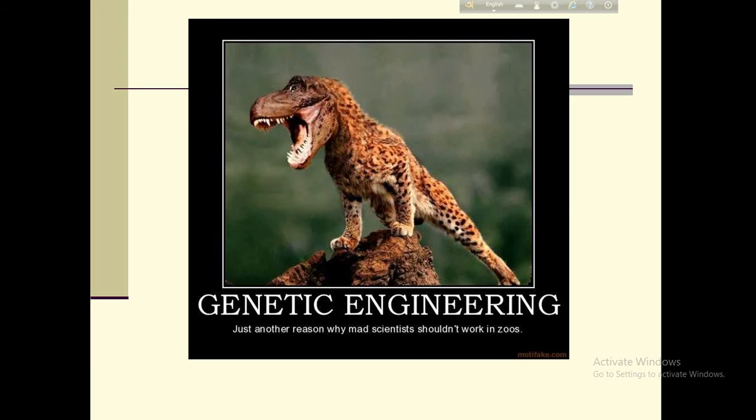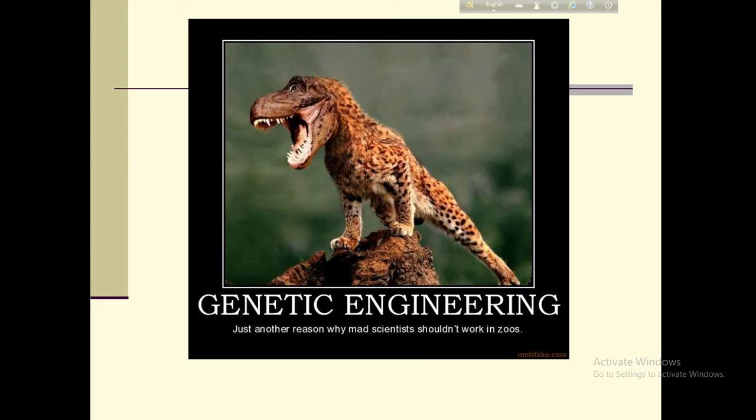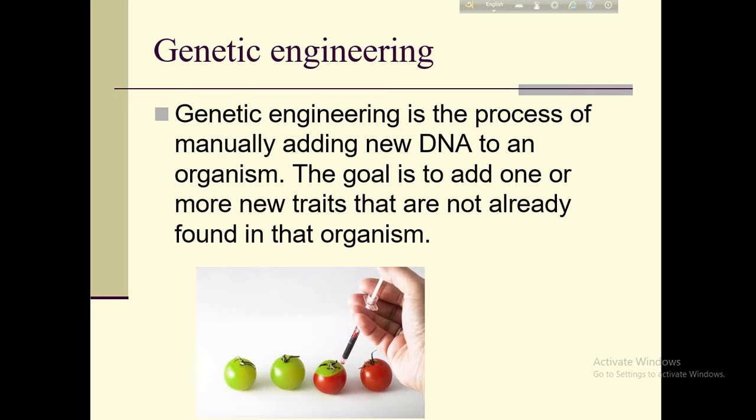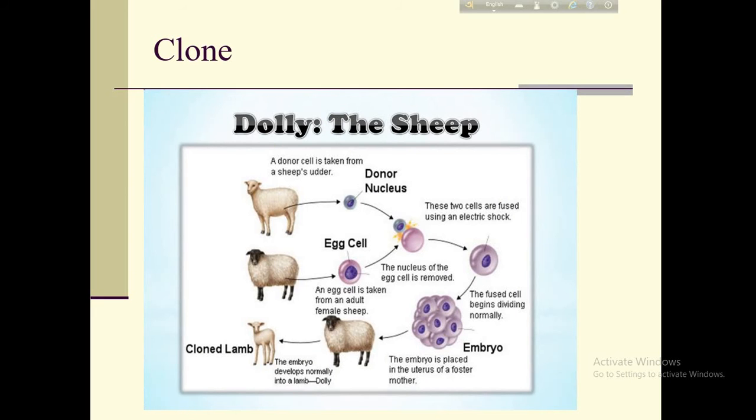Okay, so we have completed biometrics. Now we will start genetic engineering. The main focus is to change the DNA, so that it may lead to producing new types of foods or animals, or sometimes it can also be applied in medical treatment. Here we see new types of foods can be produced by using genetic engineering. Dolly, a sheep that was cloned, is also an example of genetic engineering.